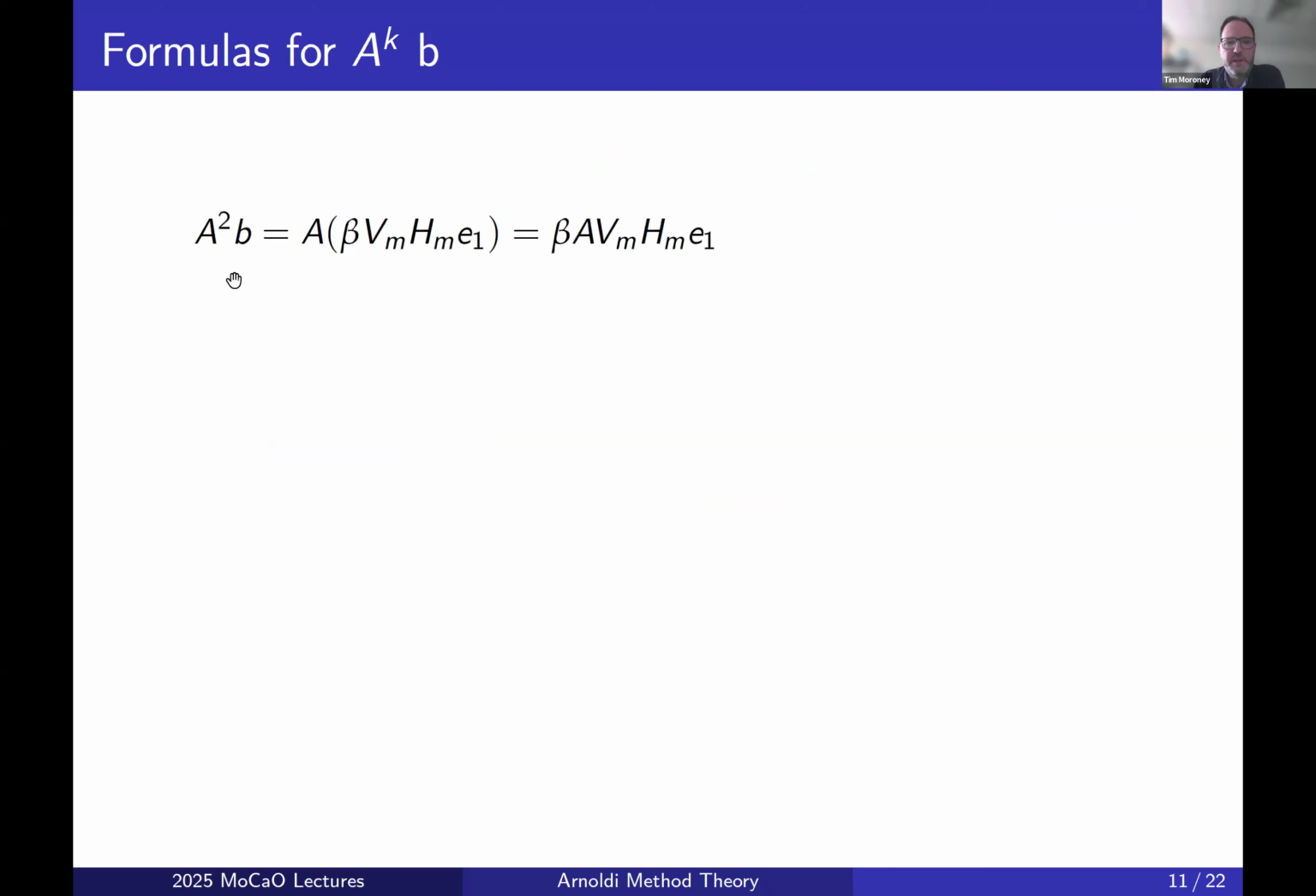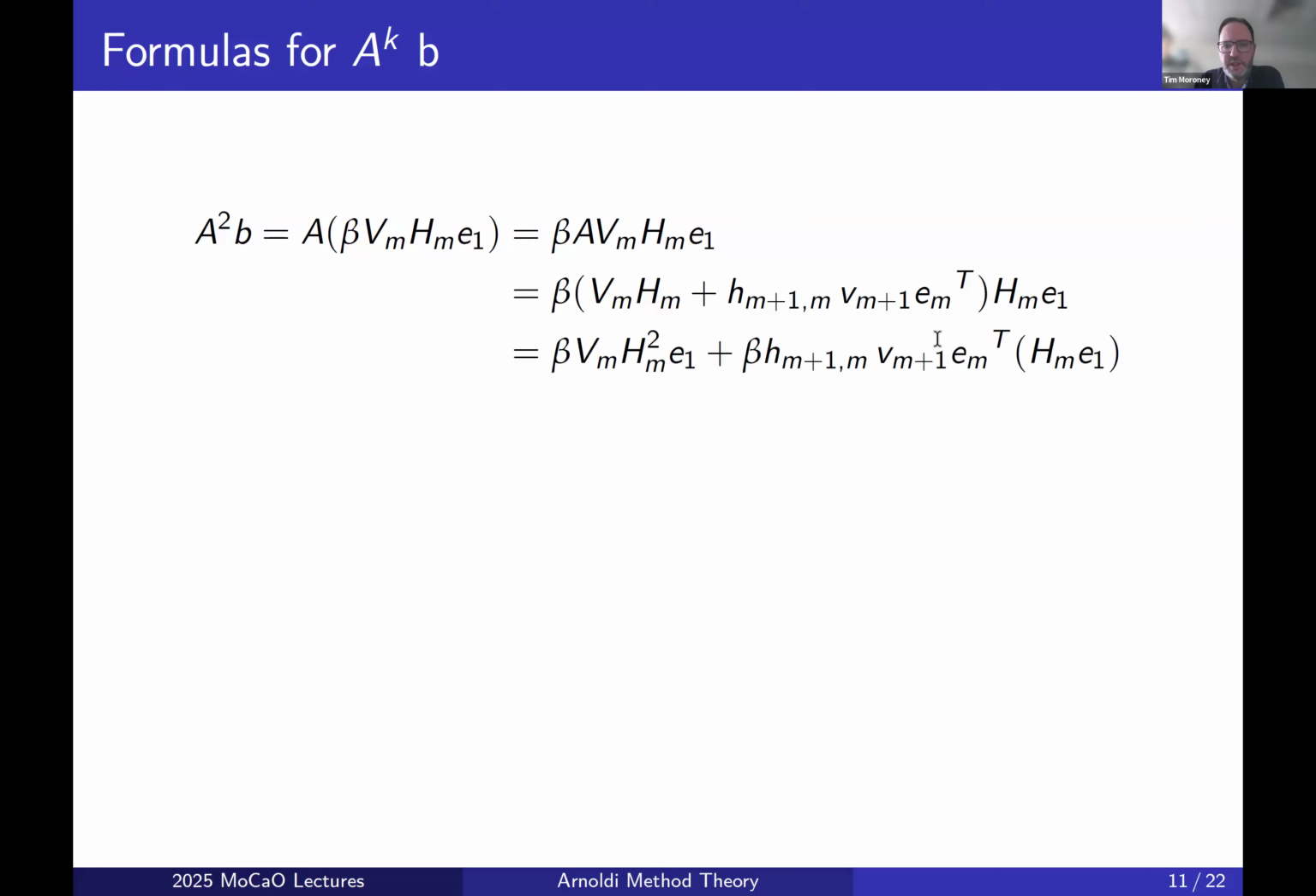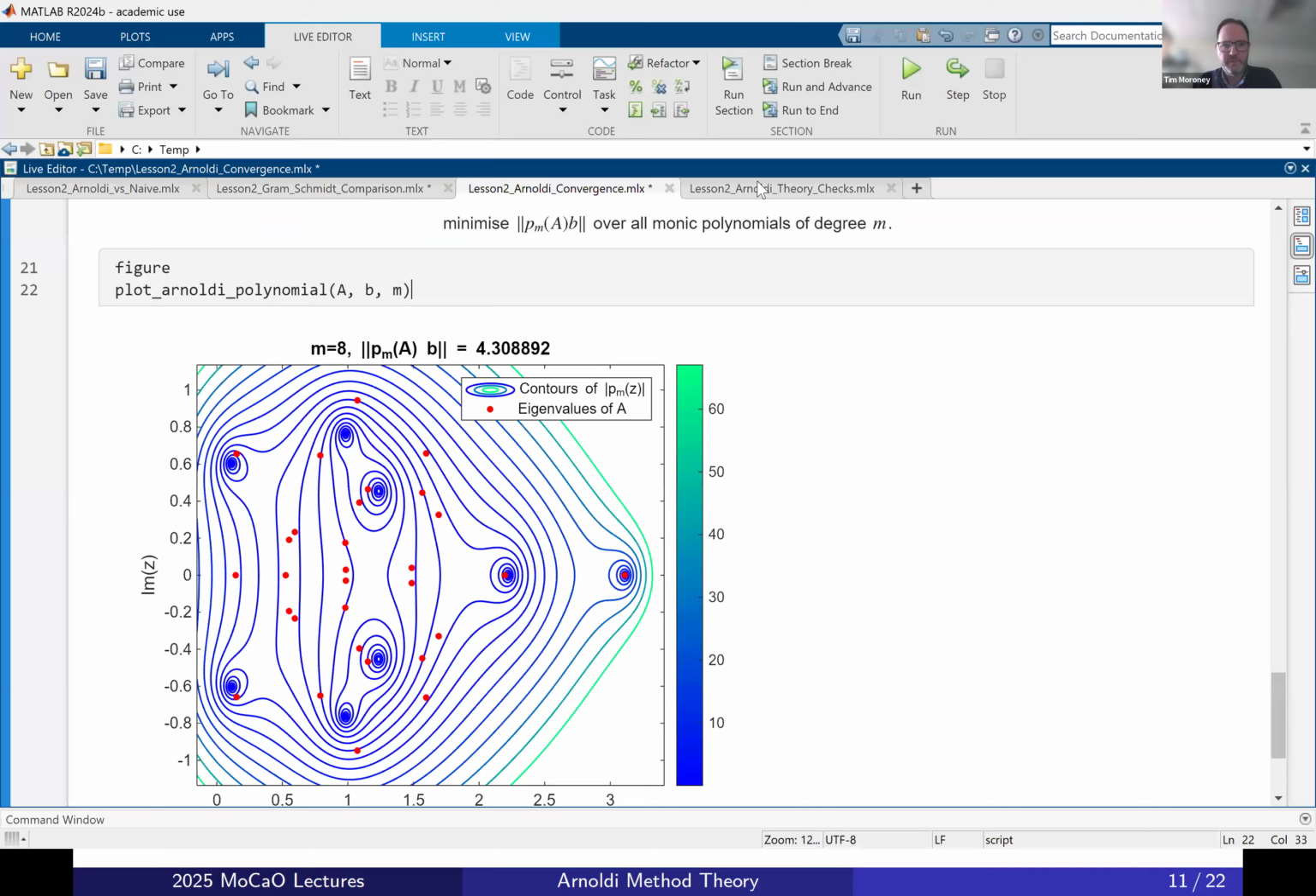Okay, what about A squared B? Well, we're going to multiply what we just had by A. And once again, we get an AVM. So we love to write that out with our Arnoldi relation. It looks like what we had a moment ago, except out here is an HM E1. Okay, so is the dot product of EM with HM E1 still 0? Yeah, of course.